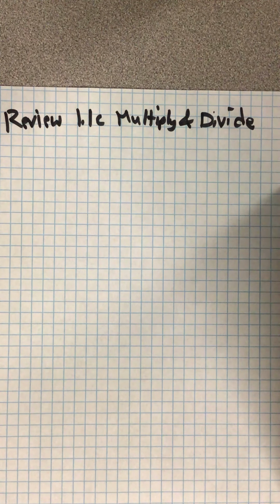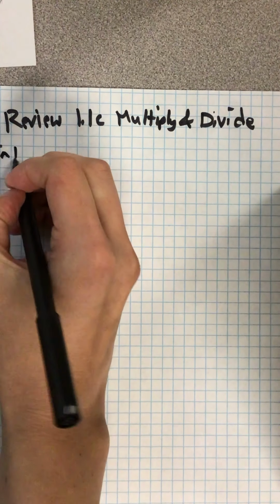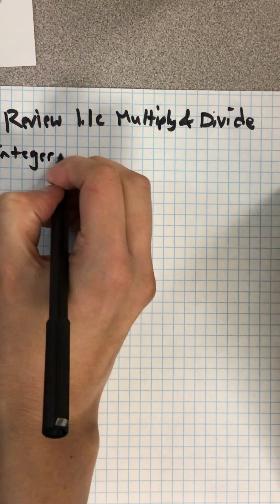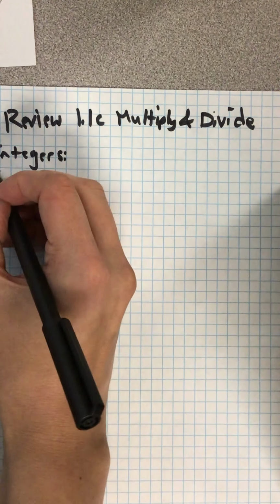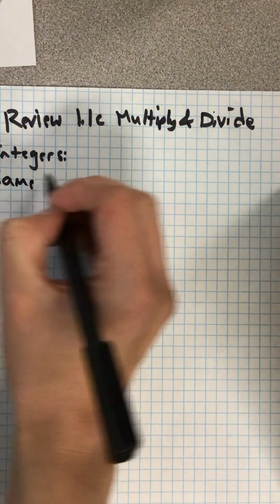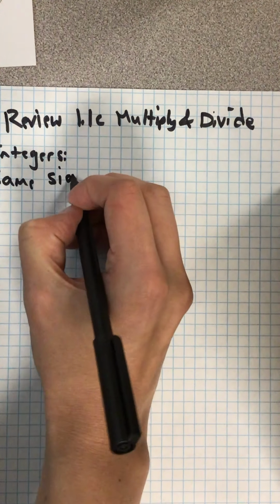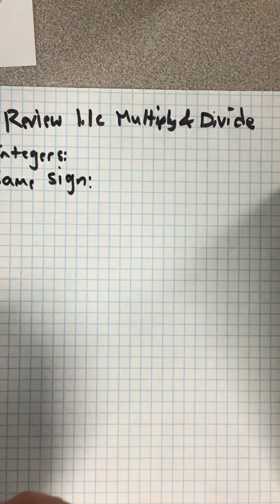So we're going to begin with working on our multiplying and dividing integers. And I'm sure all of you remember what an integer is, as we learned that in 1.1a. And we're going to begin with same sign multiplication. And also same sign division. So our first example is a classic, 3 times 9.